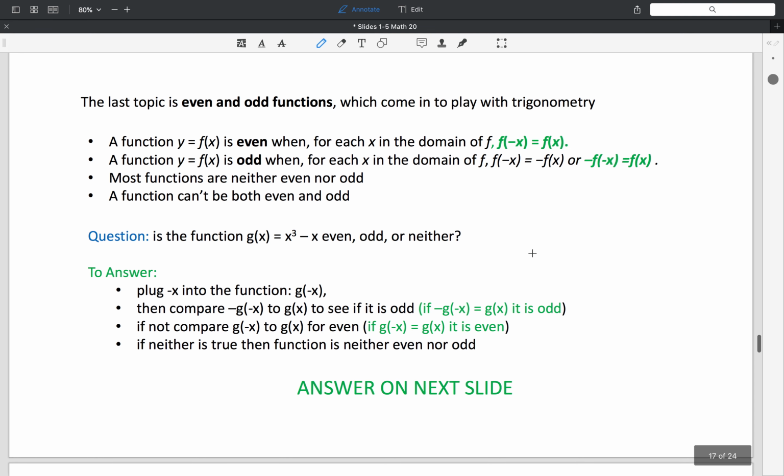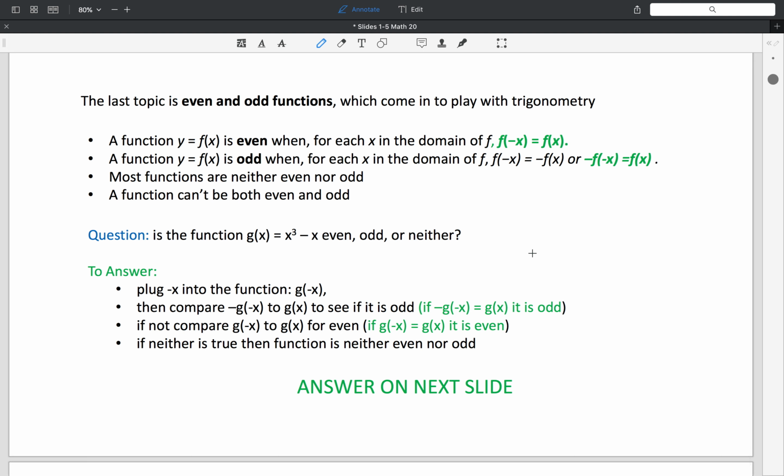And the last topic is even and odd functions, and they come into play in trigonometry. So a function is even if when you plug in the negative, you get the same as when you plug in the positive. Now it's odd if when you plug in the negative, you get the opposite. Now, I think it's easier to use this formulation. So a function is odd if minus f of minus x is f of x. I think that's the best way to do it.